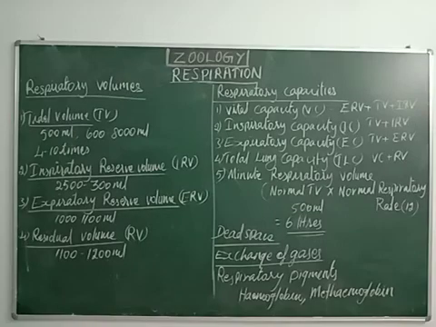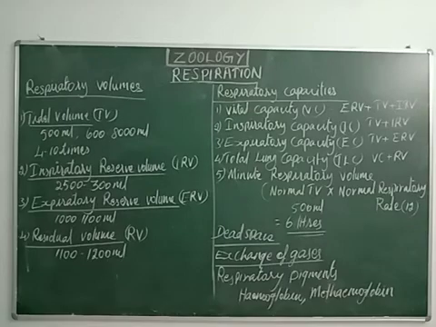The normal IRV is 2500 ml to 3000 ml. Understood? Inspiratory reserve volume means during a forceful inspiration, some additional amount of air enters the lungs. So this additional volume of air is called inspiratory reserve volume.